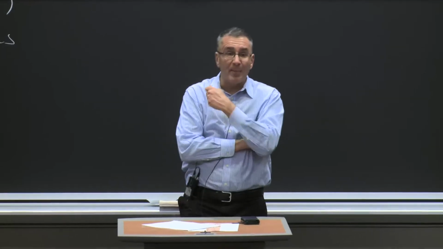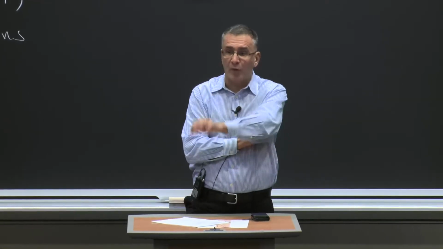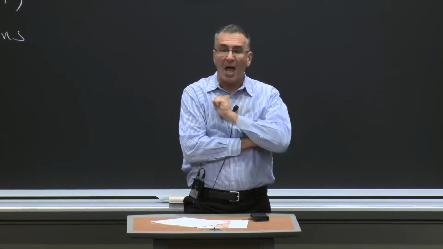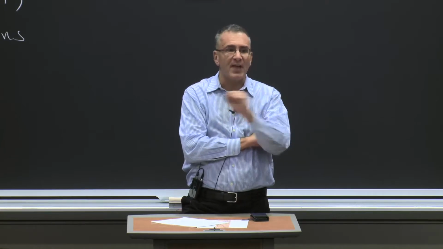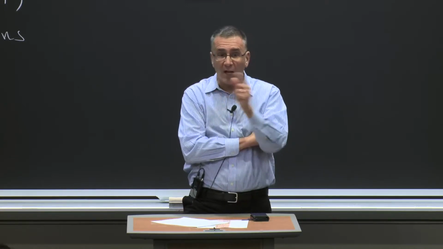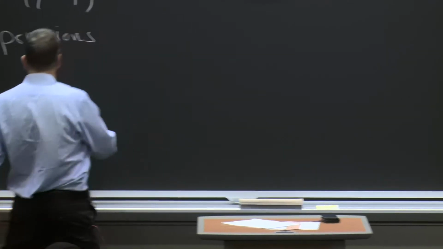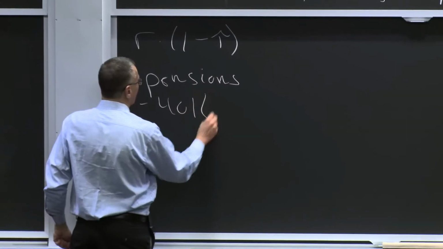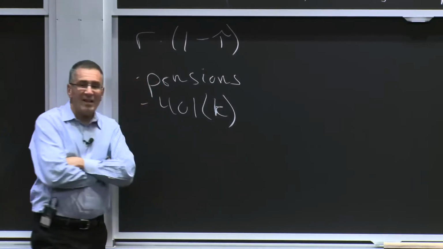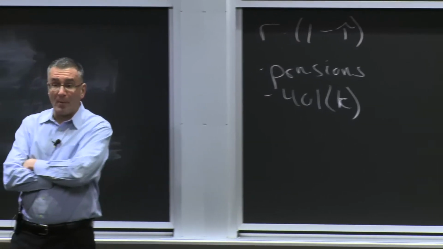So if MIT is going to pay me $100,000 and they pull $10,000 aside and put it in a pension, I'm only taxed on $90,000. That $10,000 isn't taxed. And likewise, the interest that's earned on that isn't taxed. Okay? There's also 401ks. A 401k is like a pension, but where you control the money.